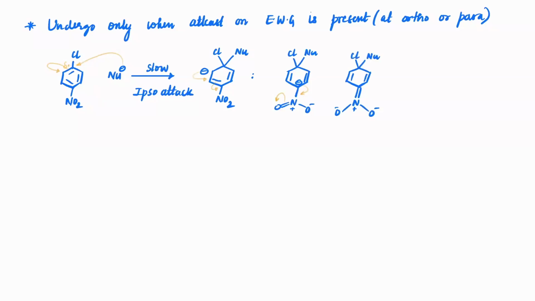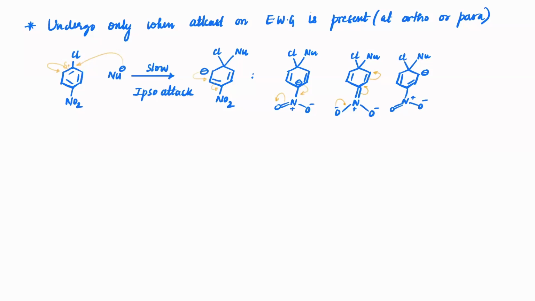Okay, and thereafter this bond will shift here. This pi bond will go back to this position and gets a negative charge on this position. Okay, and then you will get a double bond with N, double bond O minus with plus, and here we can get chlorine and nucleophile like this. So these are all the resonating structures.